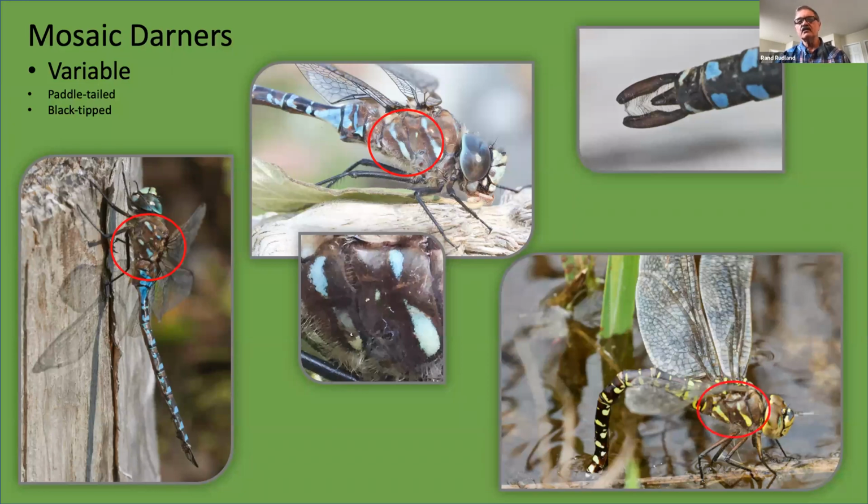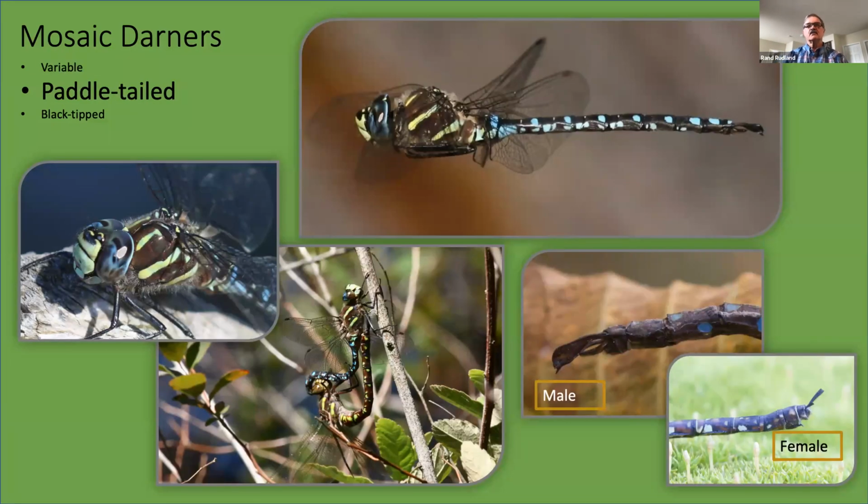And then the female down in the bottom right is sort of in between, I guess. So this one you will see quite commonly on the Sunshine Coast. Paddle-tailed, this is one of the quite common ones that we'll see soon.